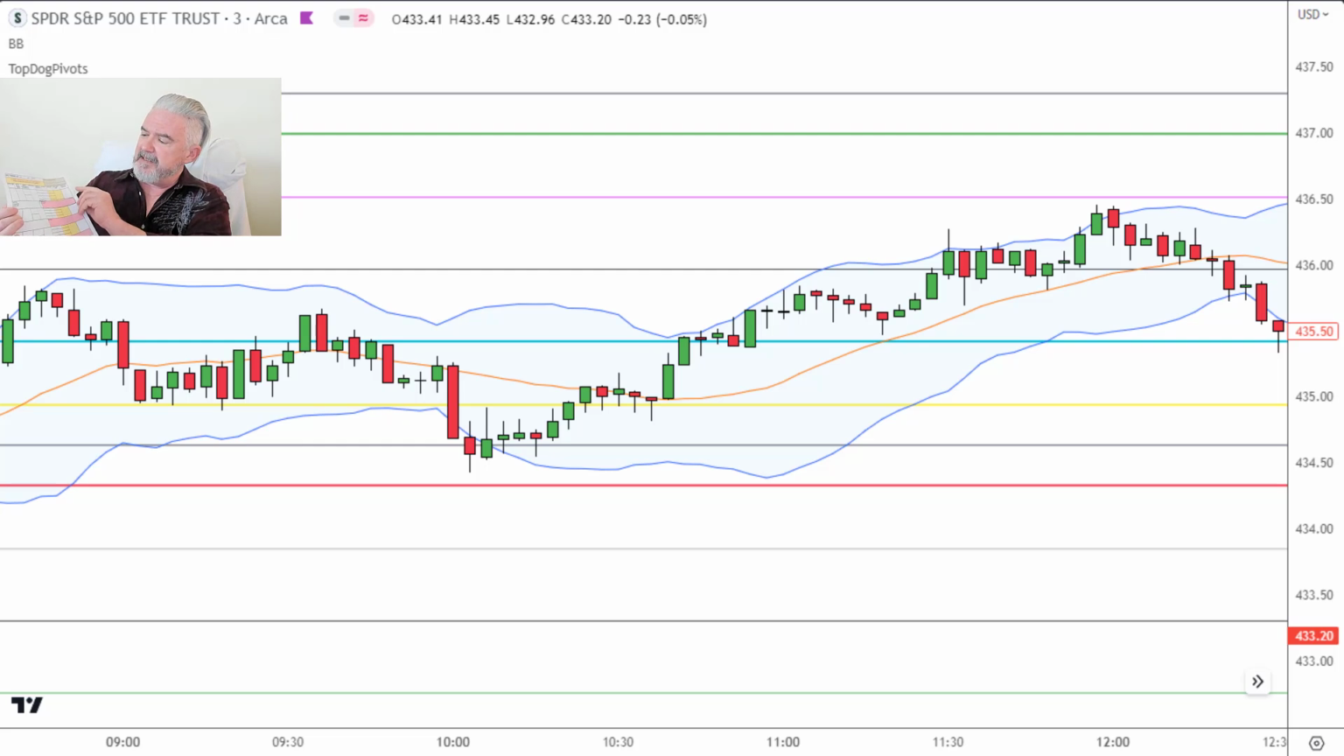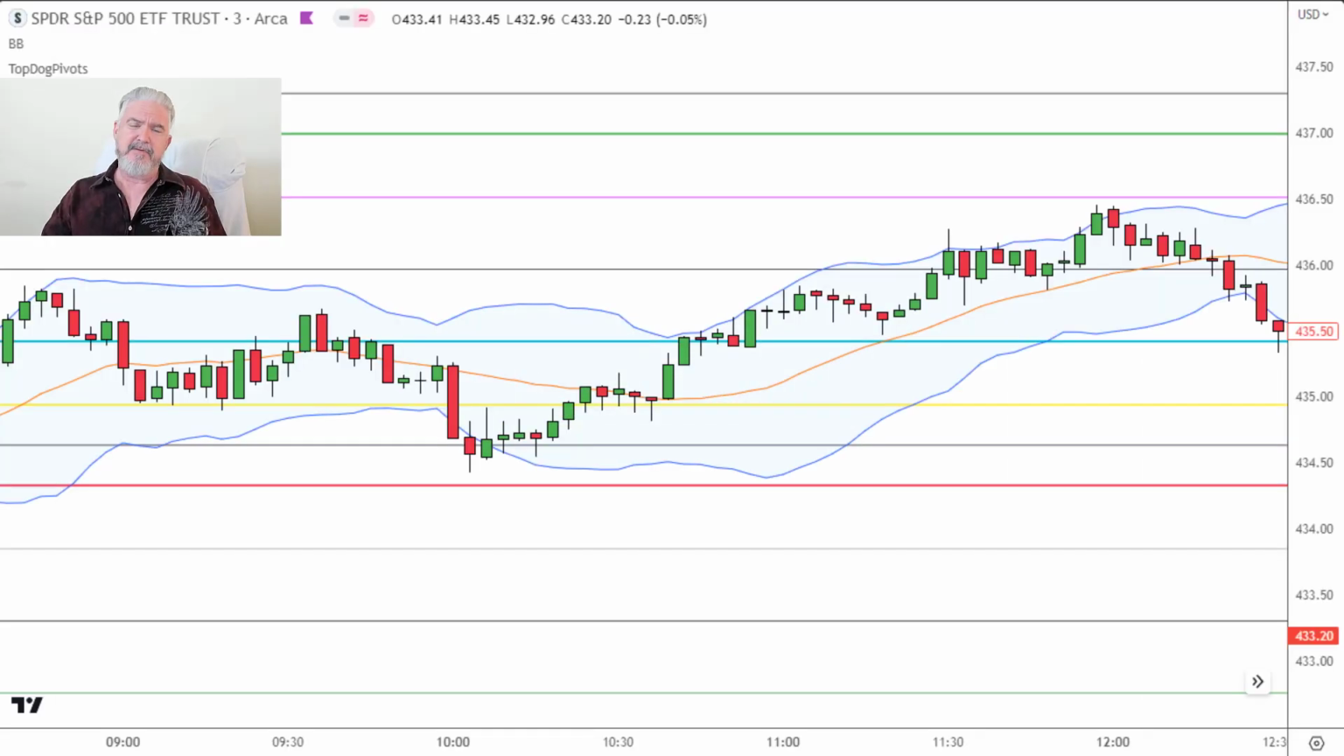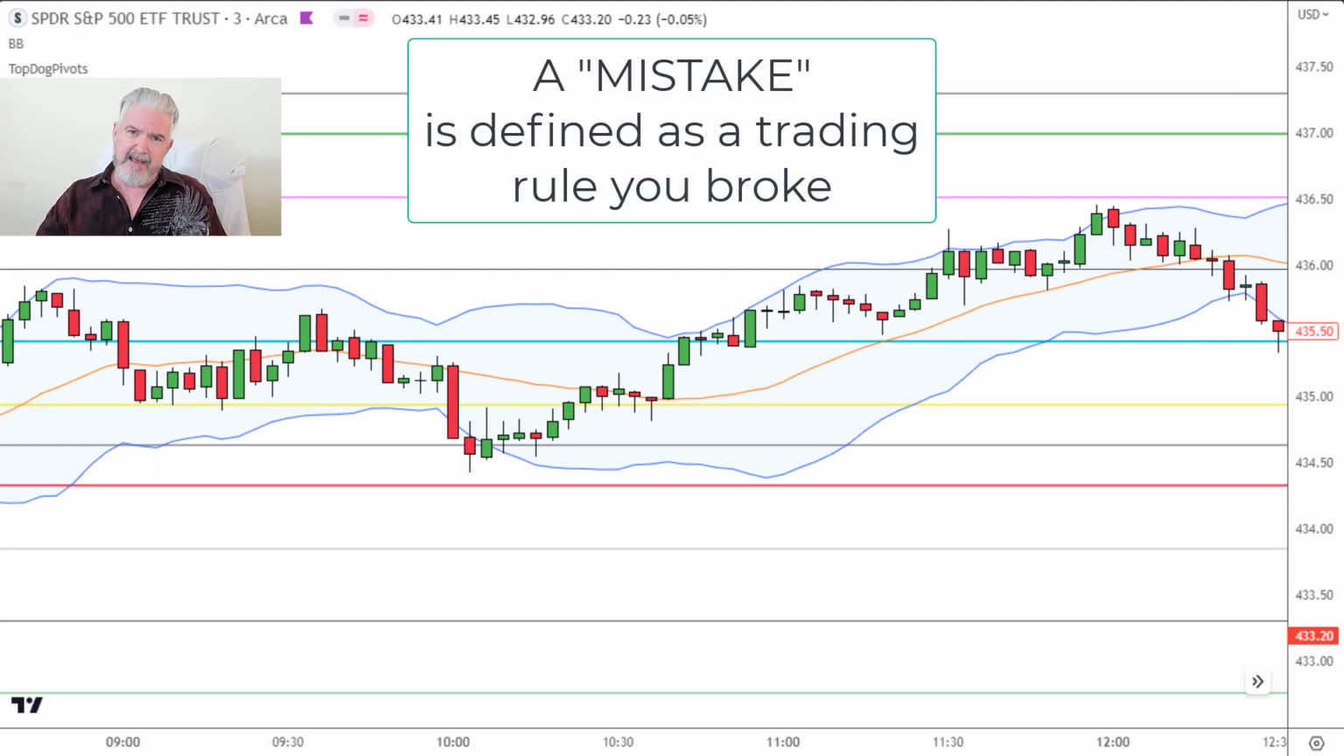The key is that area that says mistakes. You can have a trading log like most people have, which is just when you get in, when you get out, the time, the price, all of that kind of stuff. That's basically useless because you can download that from your broker and have that data. But what I do with my trading log is write down the mistakes. The mistakes are where you break your rules. A mistake is defined as which rule, if any, did I break.